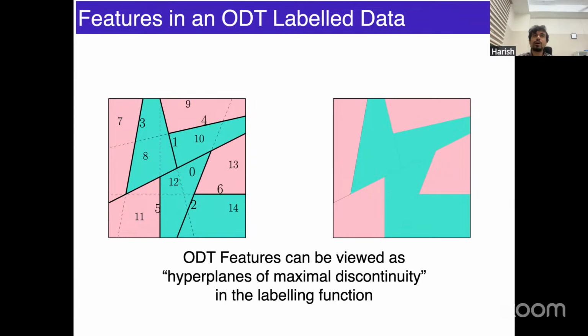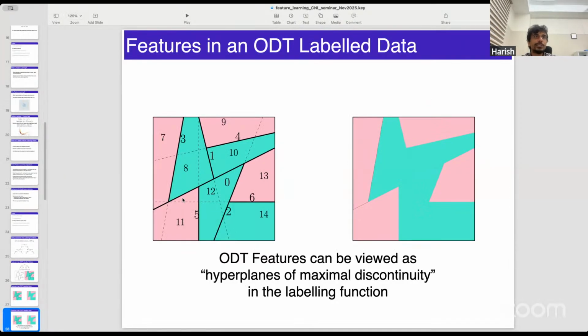In such a situation, how do you characterize the hyperplanes of the ODT? The ODT features here can essentially be viewed as hyperplanes of maximal discontinuity. What do I mean by that? Let's say you had the data on the right. If you could draw any hyperplane or any line here, only the lines that align with one of the ODT hyperplanes would correspond to discontinuities. Any other line, let's say you draw a line like this, I'm saying it's not a discontinuity.